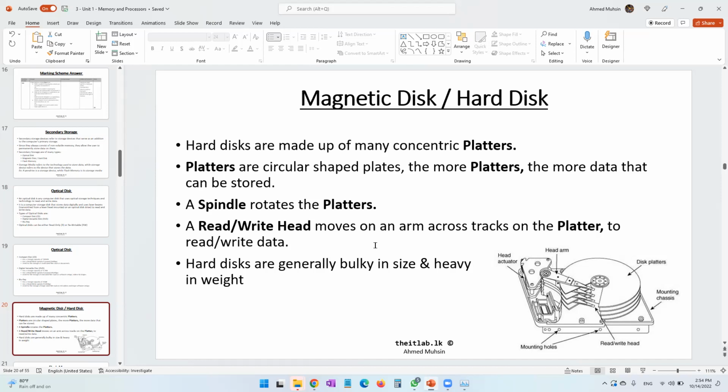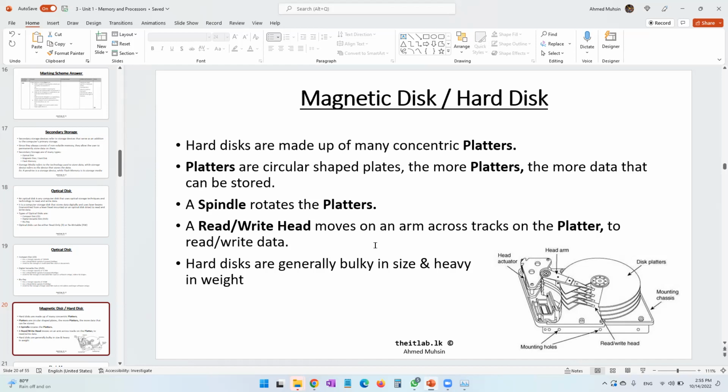So something very important to know is how fast the spindle is rotating. Certain hard disks, when you purchase them, the specifications will say the spindle has this much of a speed, RPM, revolutions per minute. How many revolutions per minute? Some users who expect the hard disk to work at a good speed will check that. What is the speed of the spindle? What is its RPM?